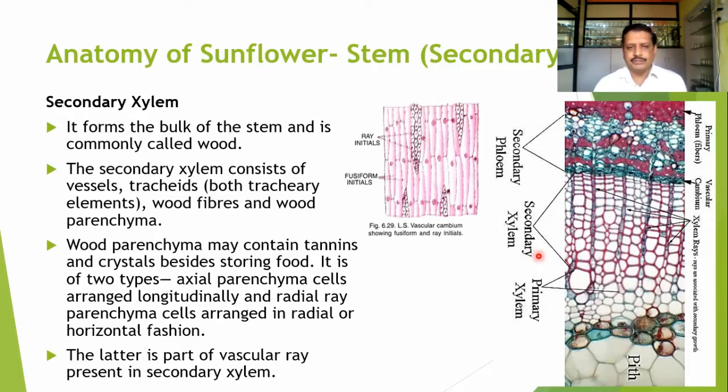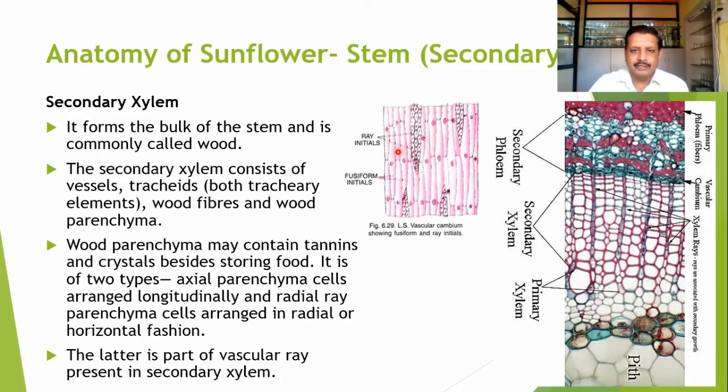Stem मध्ये काय असतं, because it is harder in nature, it may store the food, oils, or we can say other storing materials, other storing chemicals. And axial parenchyma, the cells arranged longitudinally, and radial parenchyma cells जे आहेत, they are normally horizontal in fashion. So wood parenchyma helps in storing food material as well as oils and resins. The latter part is the vascular ray present in the secondary xylem.